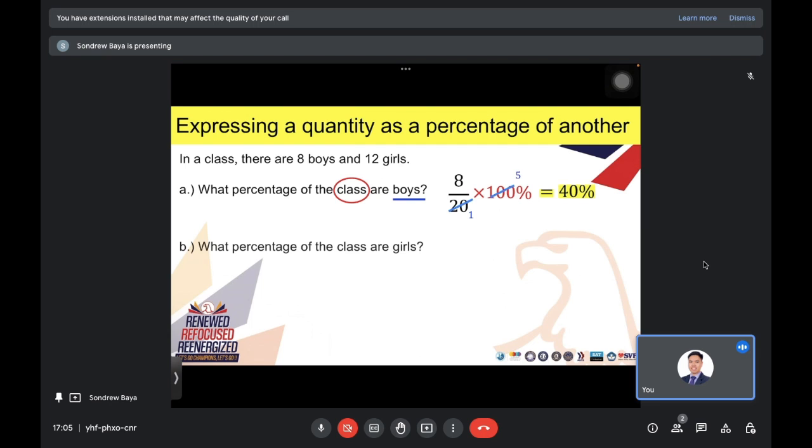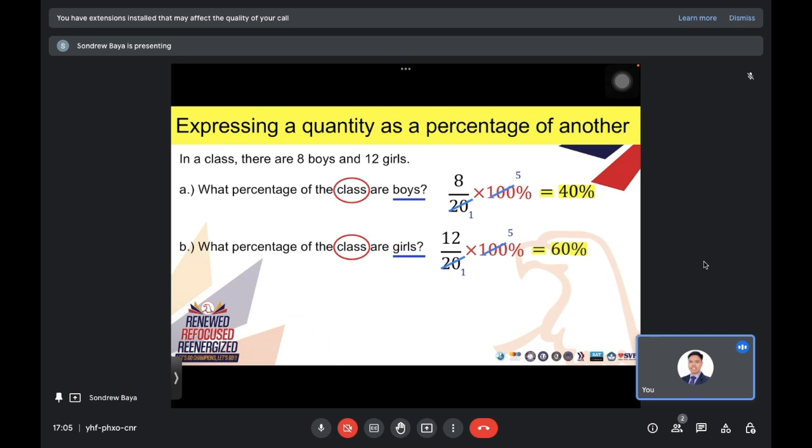How about if the question is, what percentage of the class are girls? Pause this video and try to answer it on your own. Similarly, we can think of comparing girls with the number of students in the class. So we know that there are 12 girls out of 20, and then we multiply by 100%. Simplifying ahead of time, giving us 60%.